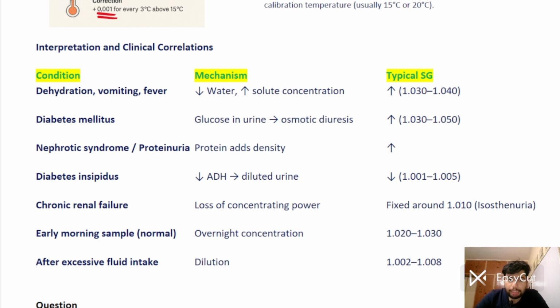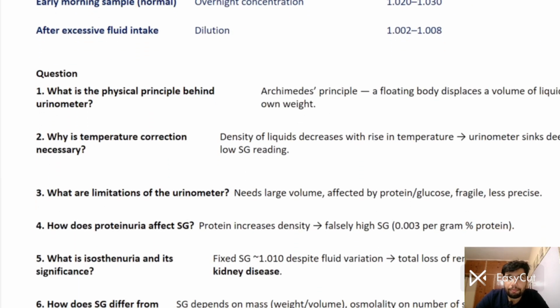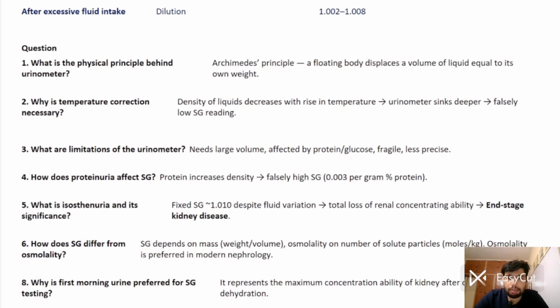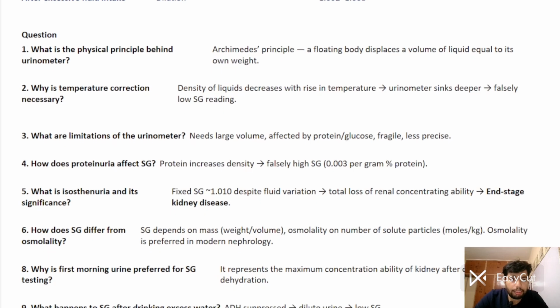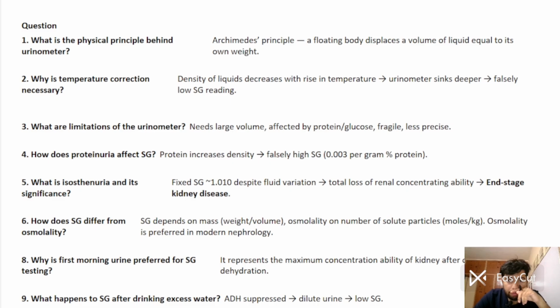Right? There are some questions, but I have already covered everything, so no need to focus on these questions, just go through them once. You should know the limitations of the urinometer: it needs a large volume of urine, it is affected by proteins and glucose, it is very fragile, and it gives a less precise reading. Nowadays we are using it only in UG labs; in real-time labs we are not using the urinometer. I have already told you what isosthenuria is and its significance.